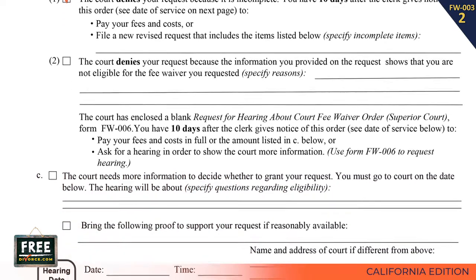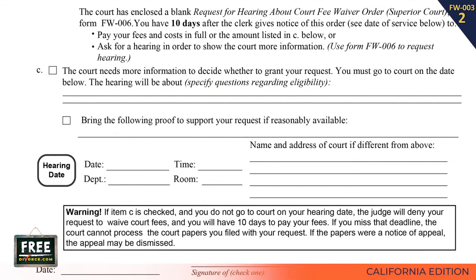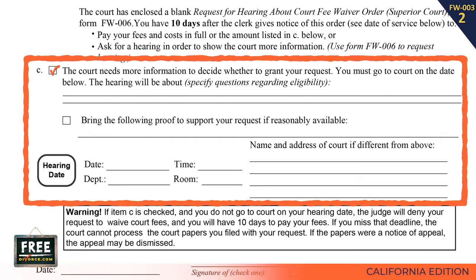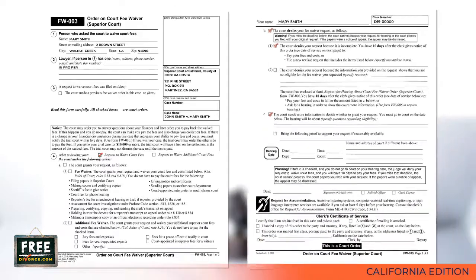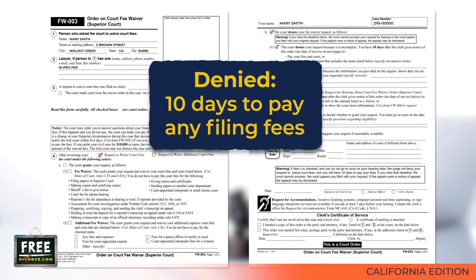The FW-003 form may also tell you that the court needs more information before it can decide whether or not to grant your fee waiver application, and a hearing has been scheduled at which time you can provide the additional information. If your fee waiver application is denied, you will have 10 days in which to pay the court any filing fees that are due.